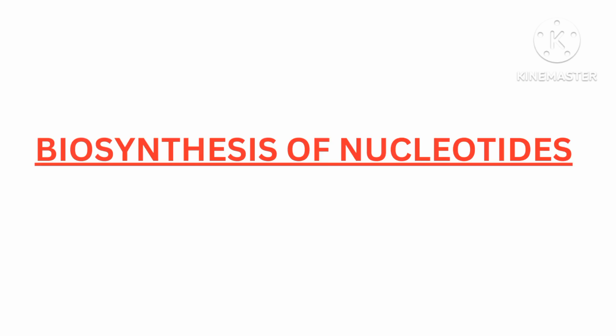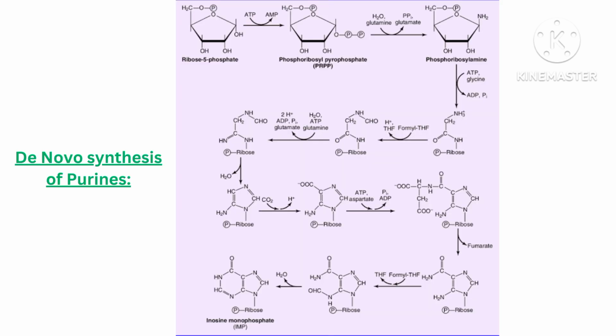Biosynthesis of nucleotides. The synthesis of nucleotides occurs through 2 primary pathways. De novo synthesis of purines. Purine nucleotide synthesis begins with PRPP, which, through a series of reactions, generates the nucleotide IMP. The first reaction is catalyzed by ribose 5-phosphate pyrophosphokinase to generate PRPP from ribose 5-phosphate and the 2 high-energy phosphates of ATP.